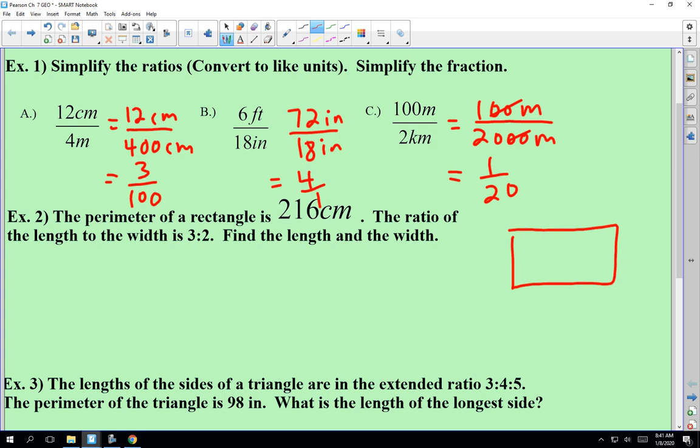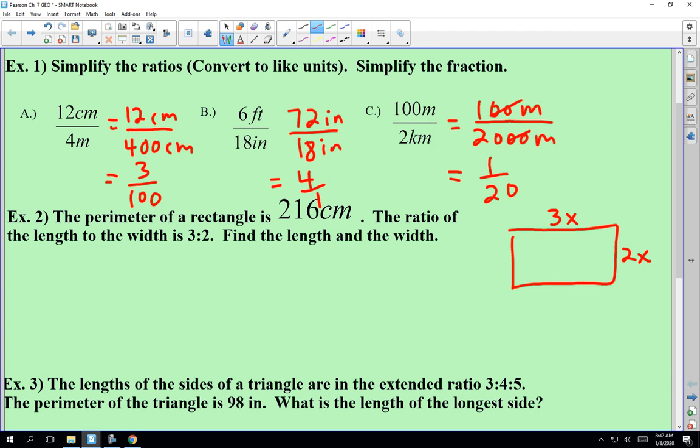The length to width. So the length we'll say is 3 times something, and the width, we'll put 3x here for the length and 2x. Here's the reason why I'm placing 3x and 2x and not just 3 and 2. I don't actually know what the length and width are, right? If you think about it a little bit, it can't be 3 and 2. Why not? What does the perimeter have to be? Way bigger than what the 3's and 2's would add up to, right? 2 3's and 2 2's would add up to 10. That's a little bit shy of 216. So it's really 3 times something and 2 times something.